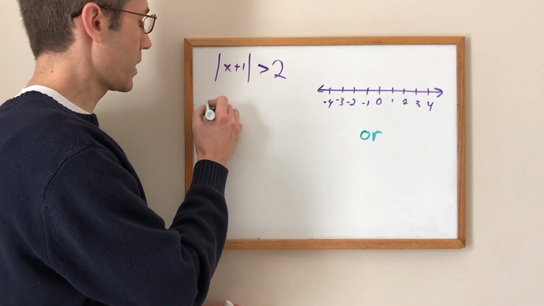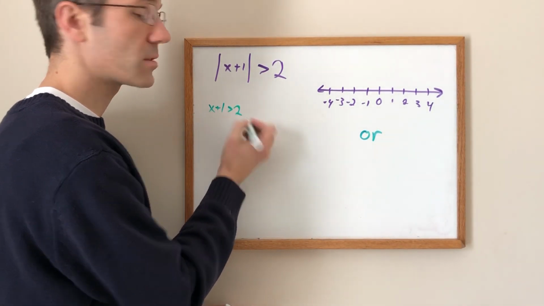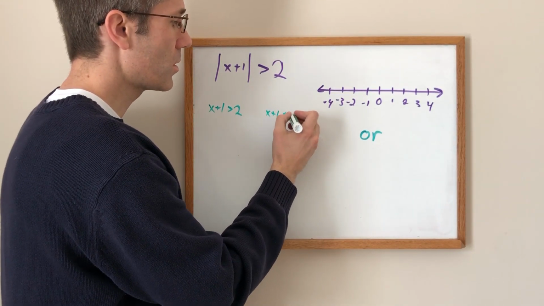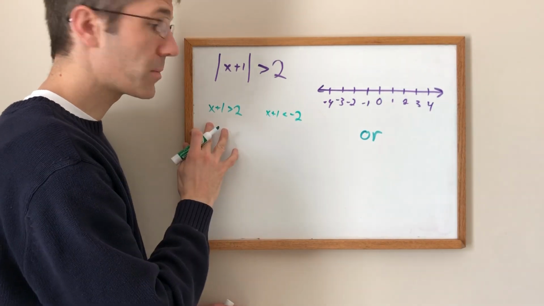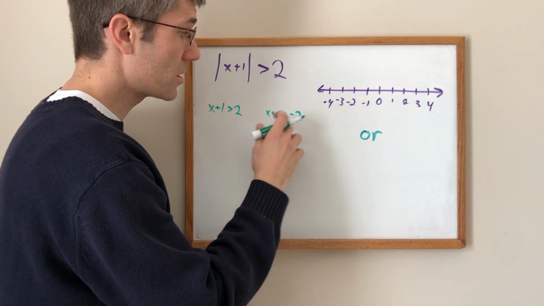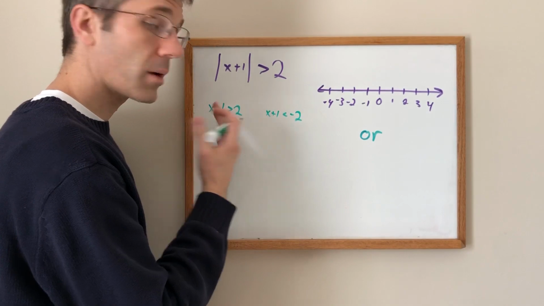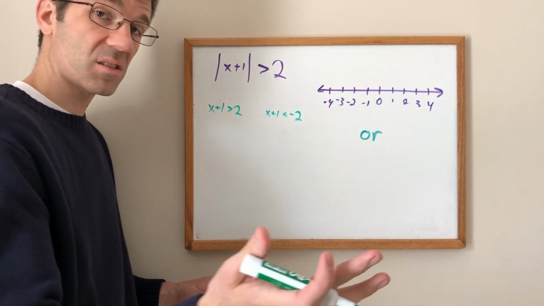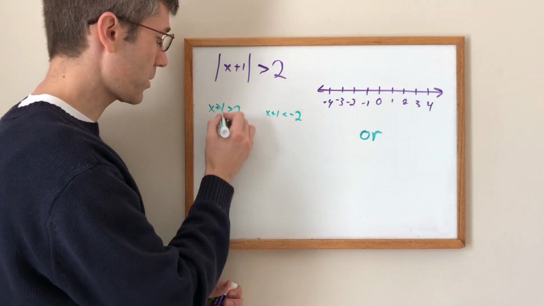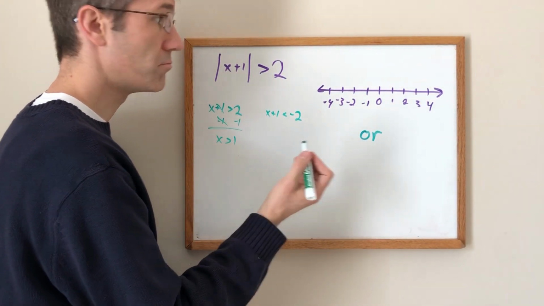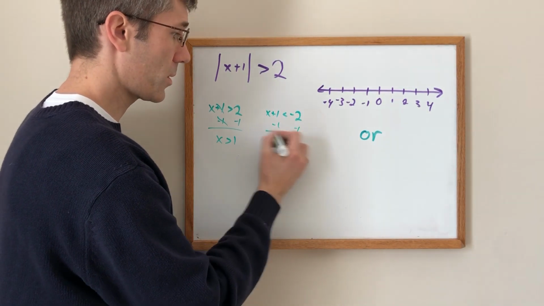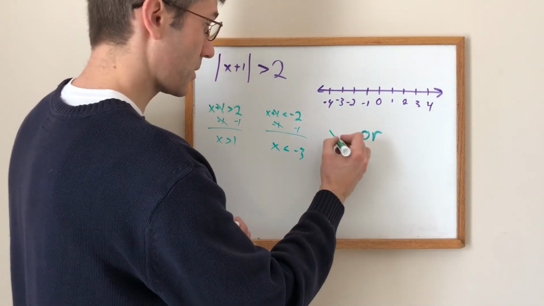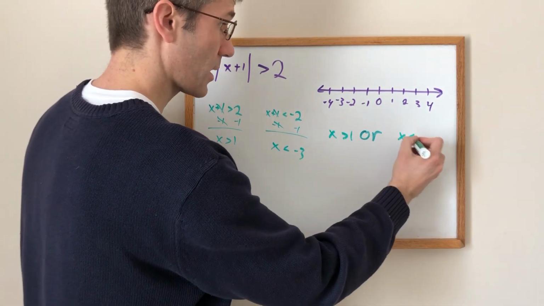The way we get it is we drop the bars and solve. And then drop the bars, switch the symbol, change the sign, and solve it. That's going to be it. We'll subtract one from both sides. X greater than one, okay. Subtract one from both sides. This should look very familiar to what we've already done. So the final answer is x is greater than 1 or x is less than negative 3.